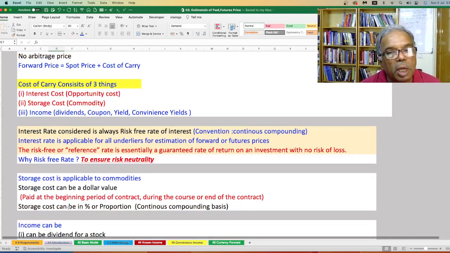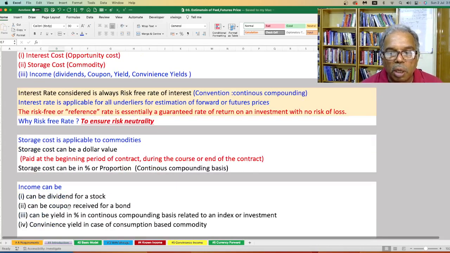The storage cost can be in the form of a dollar value. It can be paid at the beginning or during the course of the contract or at the end of the contract. Storage can also be given in terms of a percentage or a proportion. Similarly, income can be in the form of a dividend for a stock, or in the form of a coupon for a bond. Income or yield can be a percentage for an investment asset. We will also see convenience yield, especially for consumption based commodities.